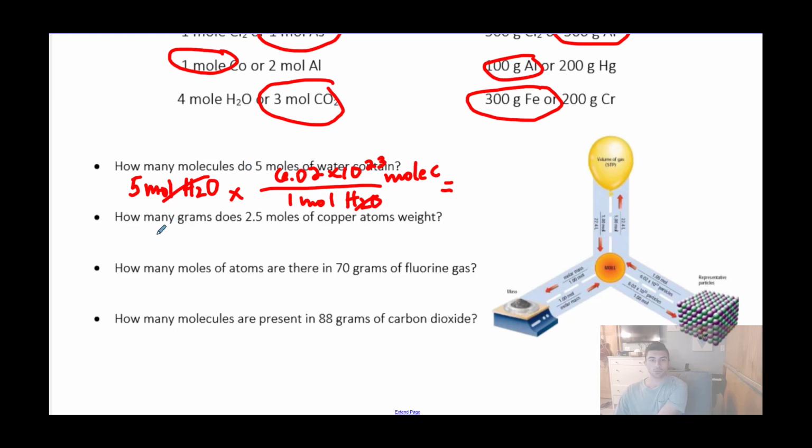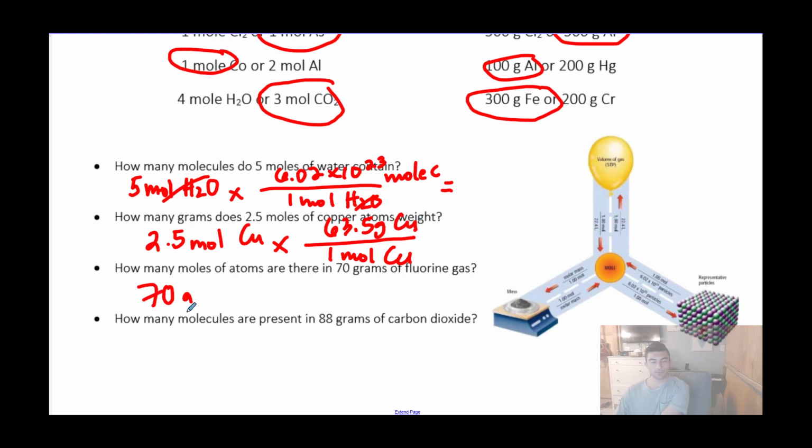How many grams does 2.5 moles of copper weigh? 2.5 moles of copper. Avogadro's number is not going to help me here, but what is going to help me is the molar mass. The molar mass tells me 1 mole of copper is about 63.5 grams.